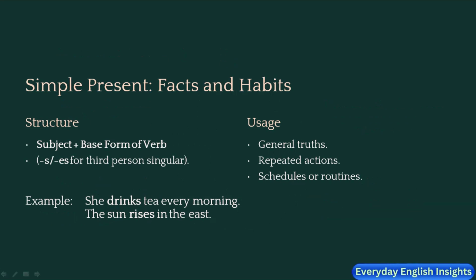Let's begin with the simple present tense. The structure is subject plus base form of the verb. For third-person singular, he, she, it, we add s or es to the verb. We use it for general truths, repeated or habitual actions, and scheduled routines. Examples: she drinks tea every morning. The sun rises in the east.